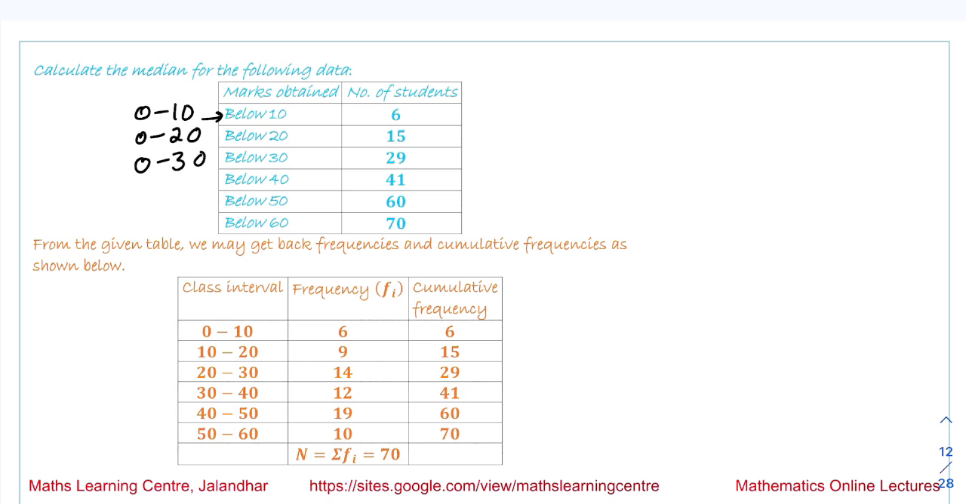So first of all, in place of below 10, below 20, below 30, we are writing the class intervals in the form 0 to 10, 10 to 20, 20 to 30. So for 0 to 10, how many marks do we have? The frequency is 6. Next we are talking about below 20, it is 0 to 20. So we are saying from 0 to 20 there are 15 students.